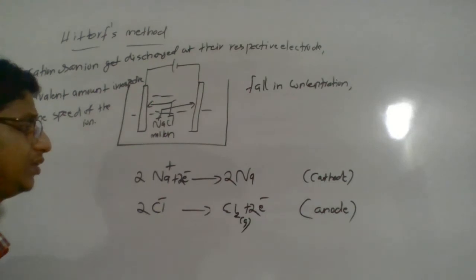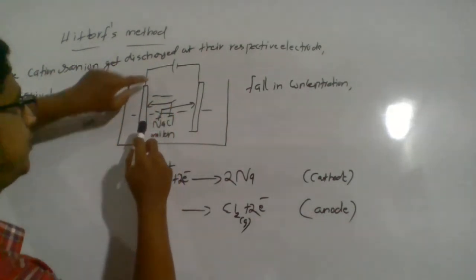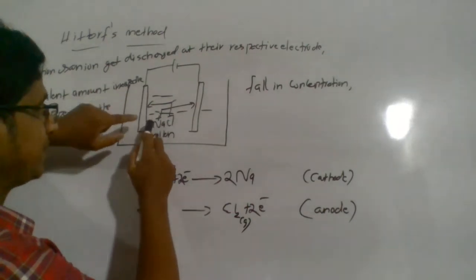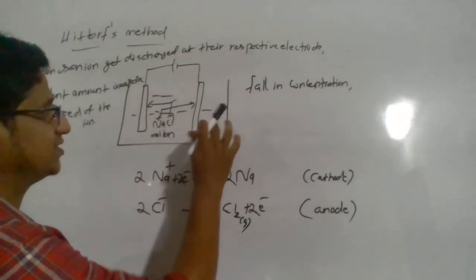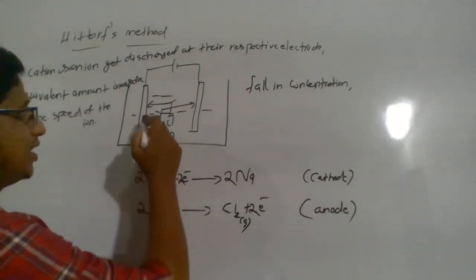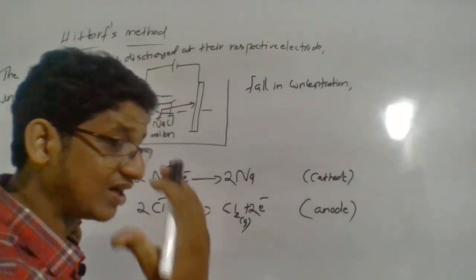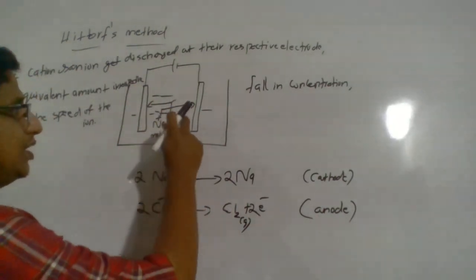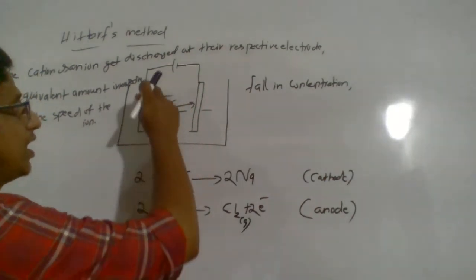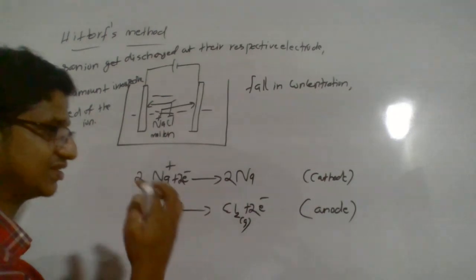What does it mean? Imagine around this anode I'm talking about, connected to the positive terminal. Na plus ion always moves to the cathode. So there is a movement of cation towards the cathode, which means around this anode the cation concentration always decreases because Na plus ion moves to the cathode. Similarly, around this cathode you can see chloride ion concentration decreases.